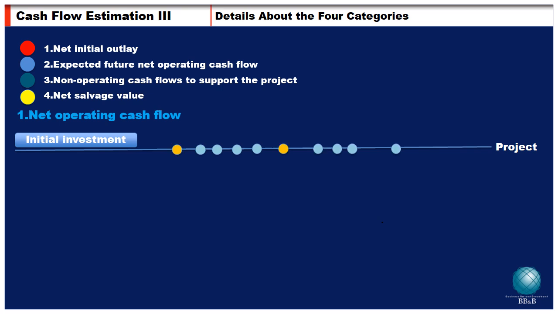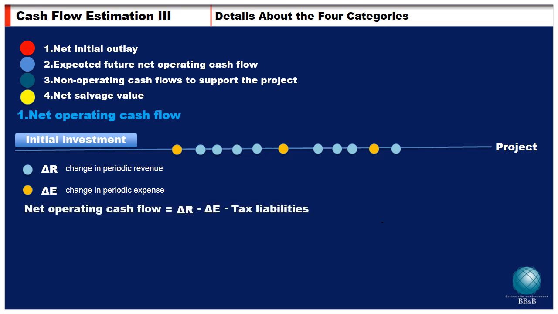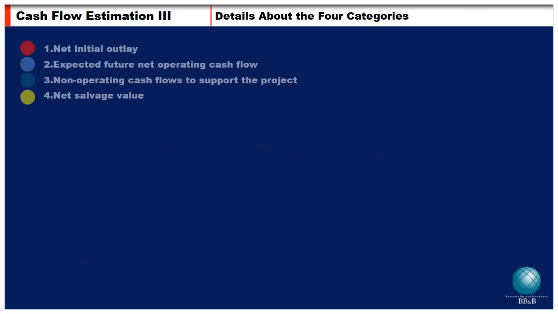Second is net operating cash flow. After the initial investment, a project generates future cash inflows and outflows. Let delta R be the change in periodic revenue, and delta E be the change in periodic cash operating expense connected with undertaking the project in each period. The net operating cash flow can be expressed as delta R minus delta E minus the tax liability on this amount. The mathematical expressions look like these. Please look over each formula.